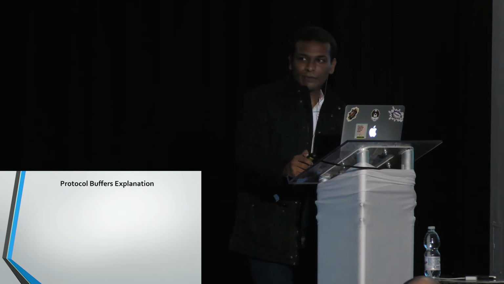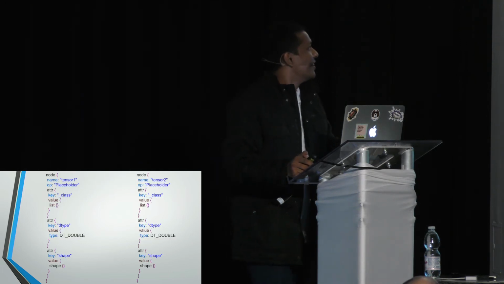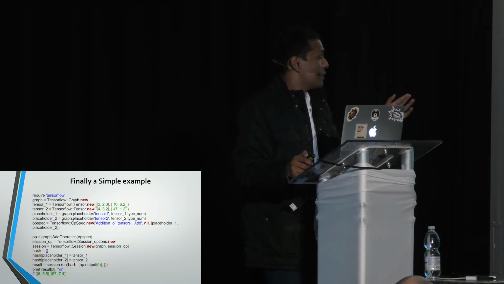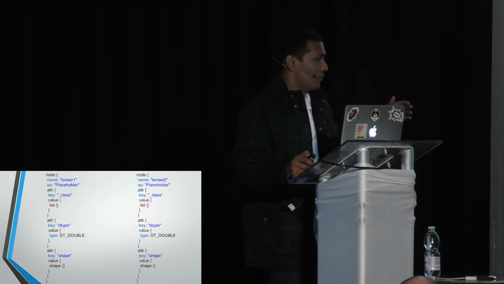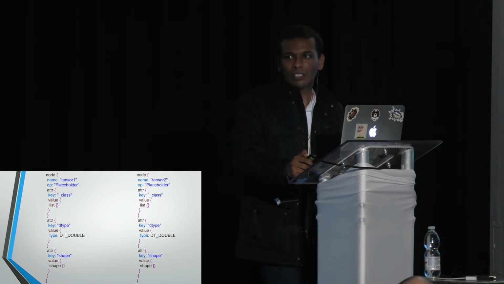And now there's an explanation for protocol buffers. I was talking about protocol buffers. Well, there you go. For the simple graph with two placeholders, you save the graph in the protocol buffer format with a simple line. You just write the graph to a file, and then you read the file to understand what the actual information in the protocol buffers is.